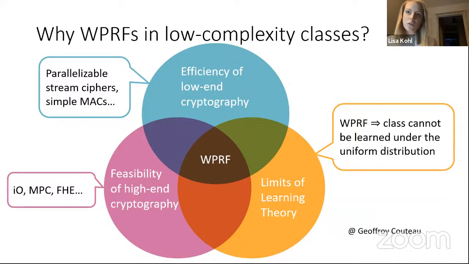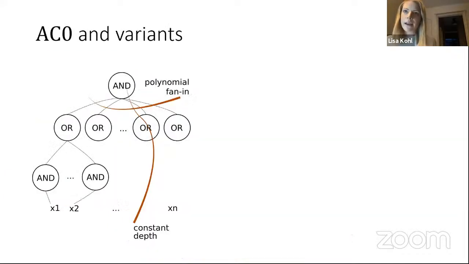There are very strong connections to learning theory. Automatically, if a weak PRF is in a class of functions, then this class cannot be learned under the uniform distribution. And we have many examples where weak pseudorandom functions or pseudorandom generators in low complexity classes have direct implications to indistinguishability obfuscation, MPC with certain properties, and so on. And the low complexity class we consider in this work is AC0 on top of parities.